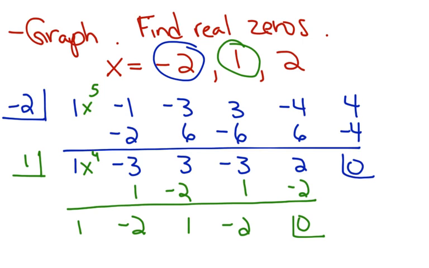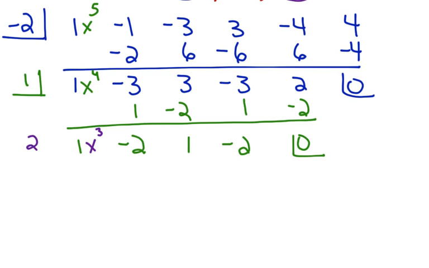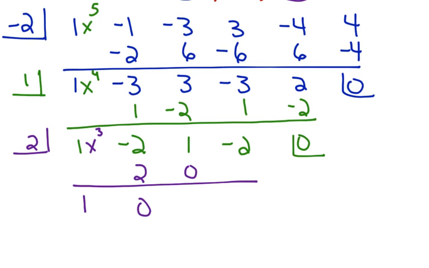All right. Now, this is x to the 3rd. We need to divide out my last term here. So now I'm going to put 2 in a little box, put my line, 1, multiply, add, multiply, add, multiply, add. The last quotient is 1x squared plus 0x plus 1. So basically it's x squared plus 1.